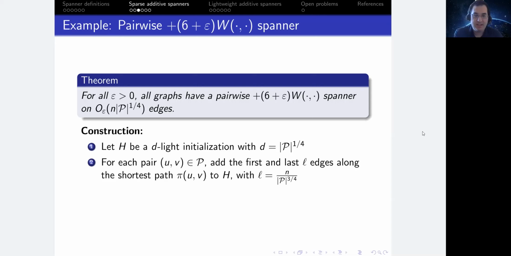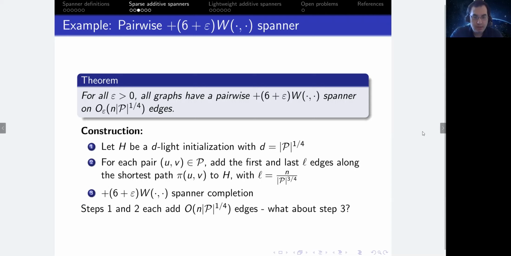And then for each vertex pair in the input, we'll add the first and last L edges along that pair's shortest path to the spanner, again with L being carefully chosen. Lastly, we'll perform a +6 plus epsilon W spanner completion. So you can easily see that both steps 1 and 2 are going to add roughly n times the number of pairs to the 1/4 edges.